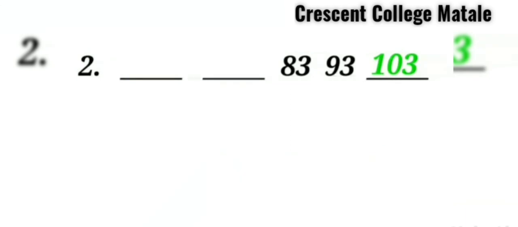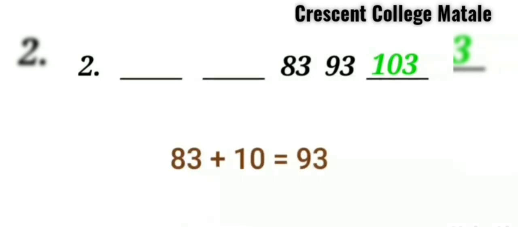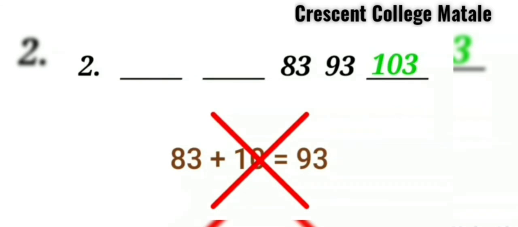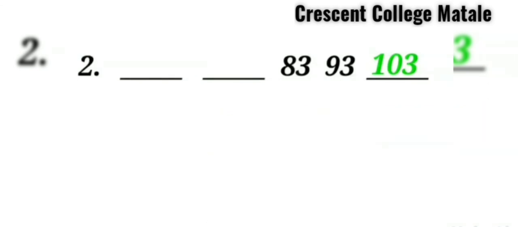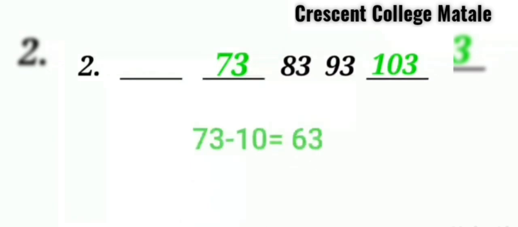Can we do the same to find the number before 83? Can't. We have to subtract 10 from 83. 83 minus 10 equals 73. Then 73 minus 10 equals 63.